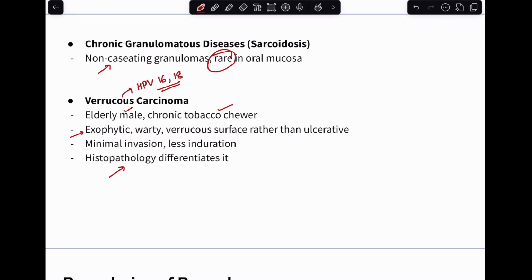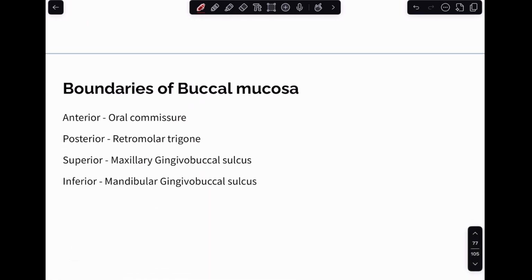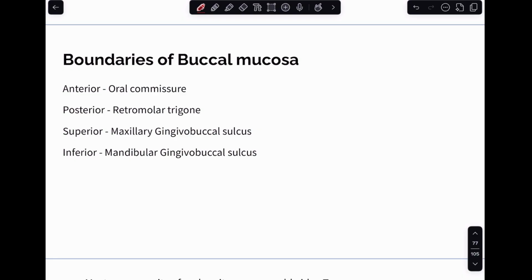Now, as we were discussing buccal mucosa, I also just wanted you to know what is the anatomical boundary of buccal mucosa. Anteriorly, it is limited by the oral commissure. Posteriorly, it extends up to the retromolar trigone. Superiorly and inferiorly is the maxillary and the mandibular gingivobuccal sulcus. This is the anatomical extent of the buccal mucosa.